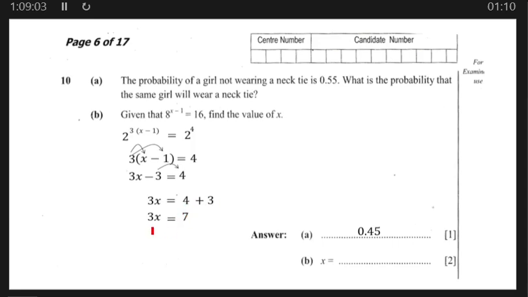To remain with the x, we divide by 3, divided by 3. 3 will cancel. We'll have x is equal to 7 over 3, which will be 2 and 1 over 3 as our x here. So 2 and 1 over 3.